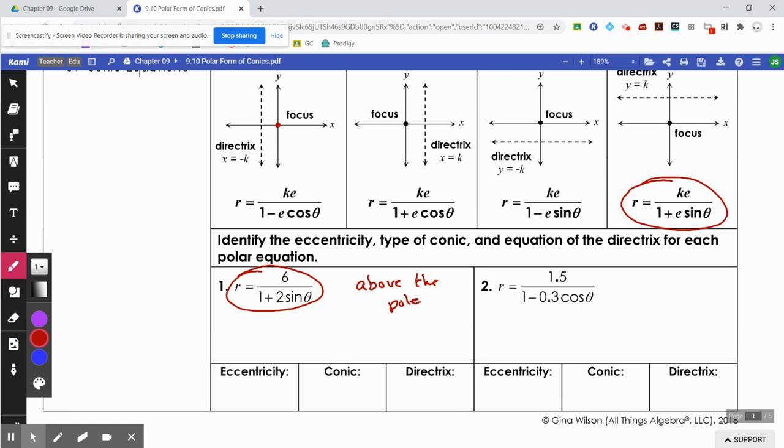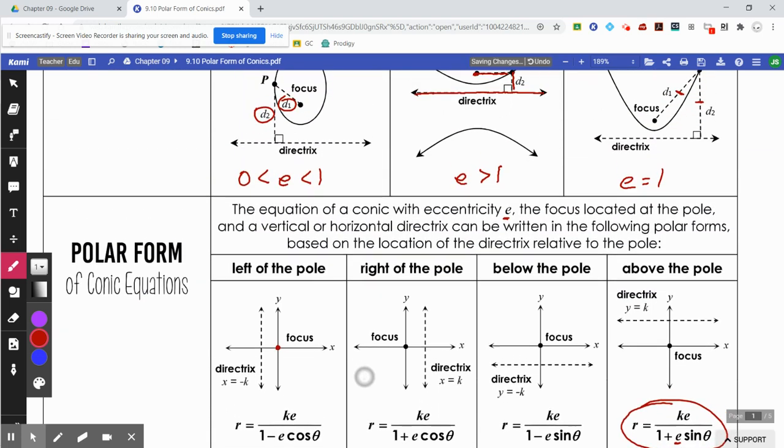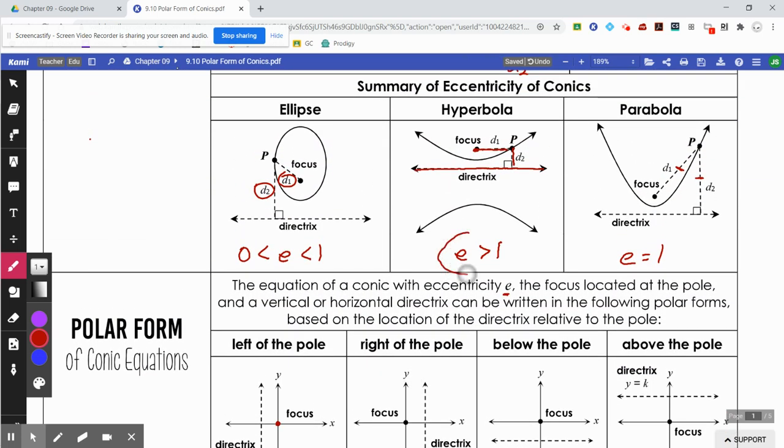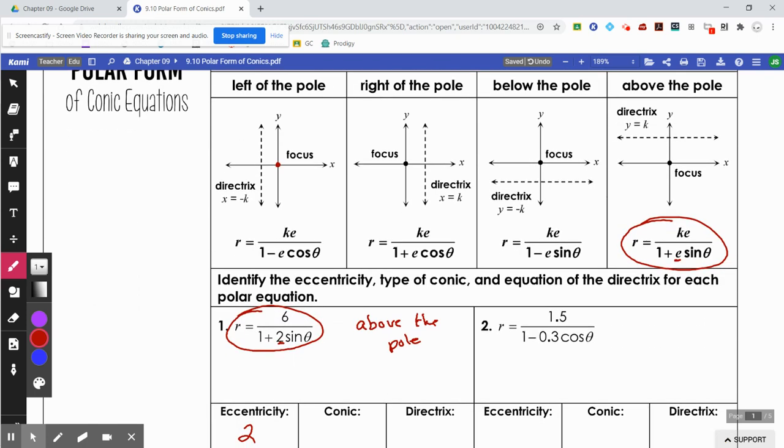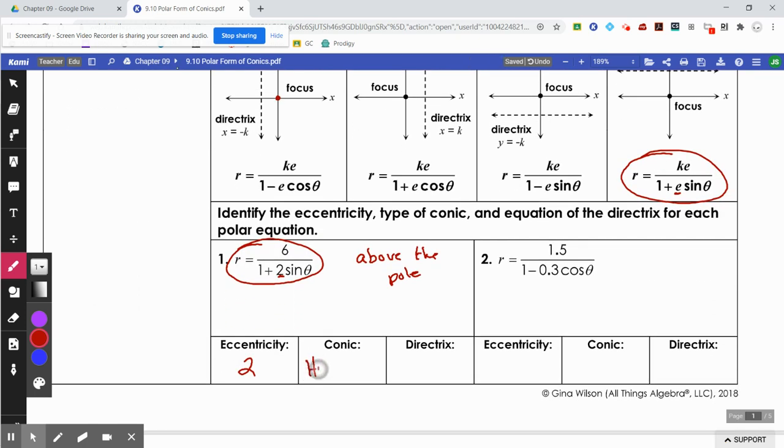Our eccentricity can be found right here in front of the sine, so that's going to be an eccentricity of 2. So that tells us what type of conic we have. An eccentricity of 2 would be a hyperbola. And then finally, where is our directrix?